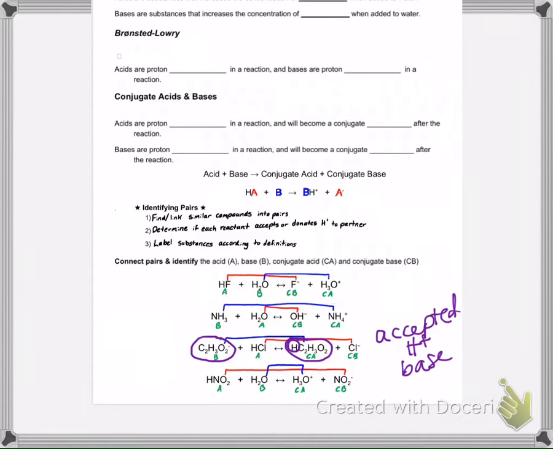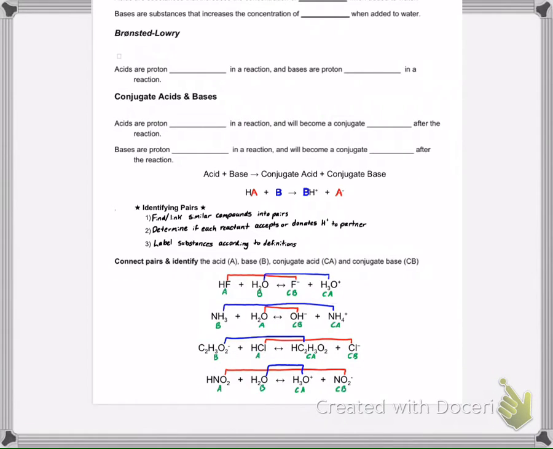Now here hydrochloric acid is HCl. It went from HCl to just Cl. So now that means it donated a hydrogen. It donated a proton. If you donate a proton, that makes you an acid. And then your partner is going to be the conjugate base.